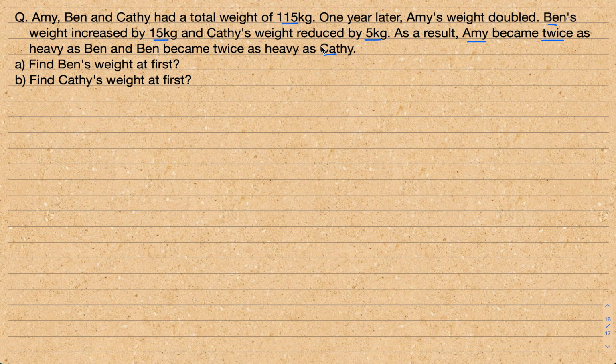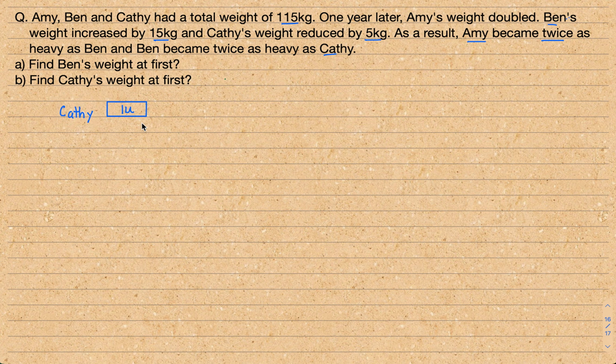So at the end, Kathy was half of Ben, right? Since Kathy is the lightest among all, let's take her weight as 1 unit. So let's start with Kathy. Let's say this represents Kathy's weight, after 1 year. So this is Kathy, and let's say she is 1 unit.